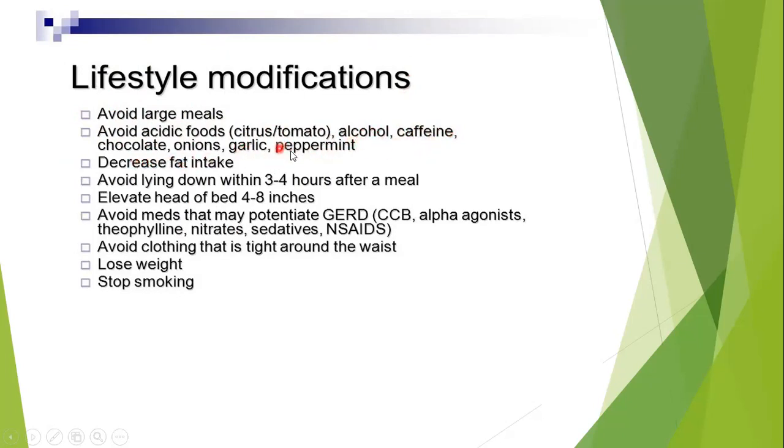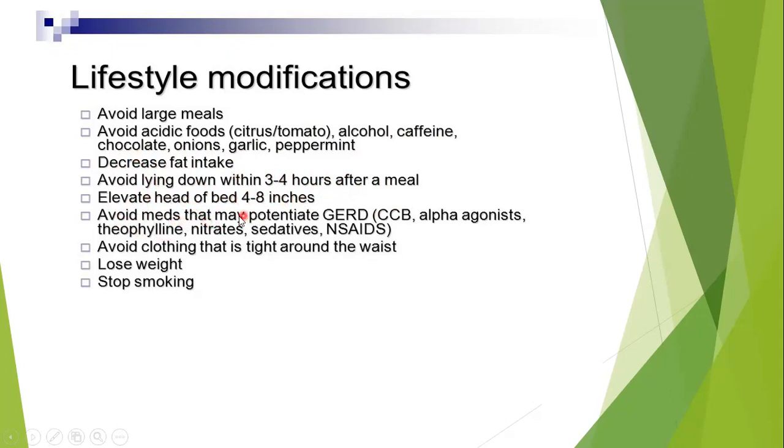Chocolates, onions, garlic, peppermint, all these spicy foods should be avoided. They need to decrease fat intake because it worsens the condition. They need to avoid lying down within 3 to 4 hours after meals. Especially to prevent reflux of gastric contents into the esophagus, they should eat at least 4 hours before they go to bed. Alternatively, they can also elevate the head end of the bed 4 to 8 inches so as to prevent reflux of foods into the esophagus.